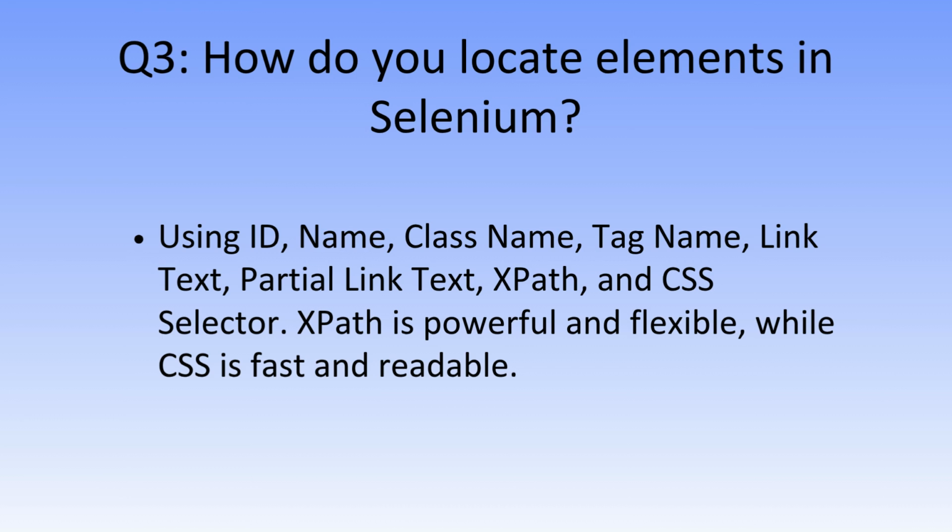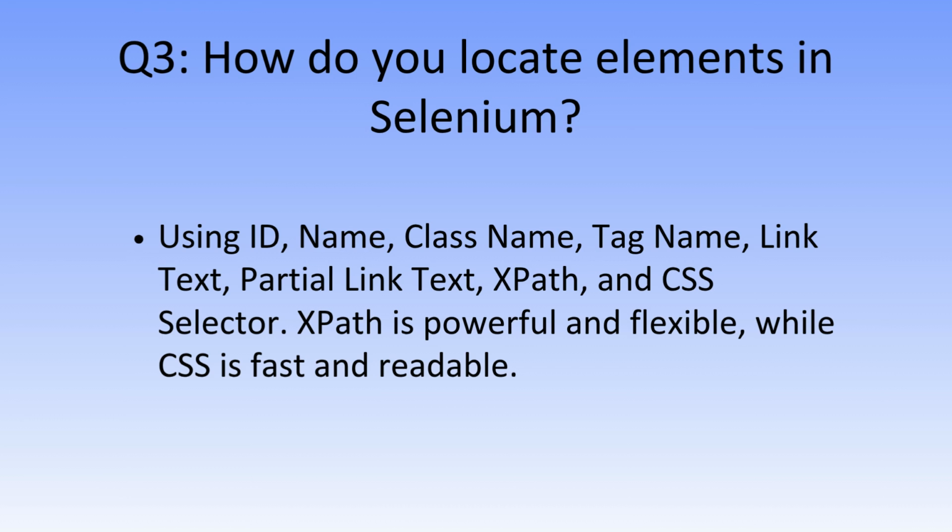ID. This is the fastest and most preferred locator. If an element has a unique ID, always use it. For example, driver.findElement(By.id("username")). Name. If ID is not available and the element has a unique name attribute, you can use driver.findElement(By.name).